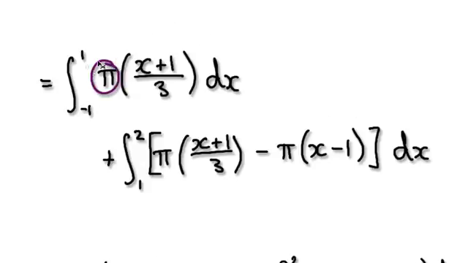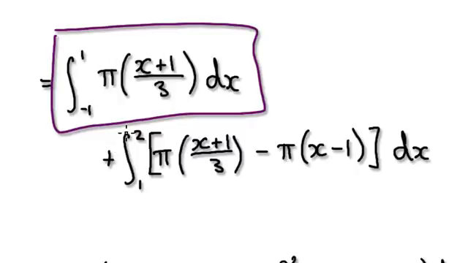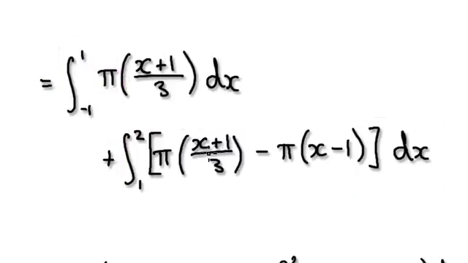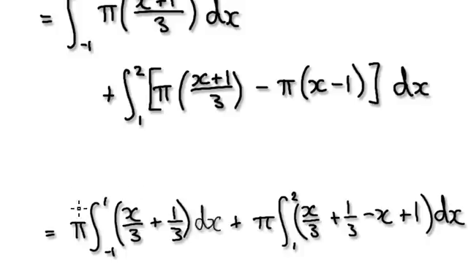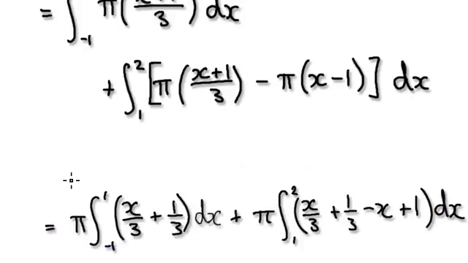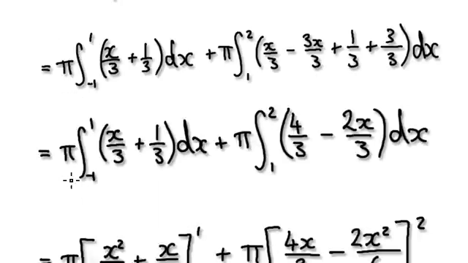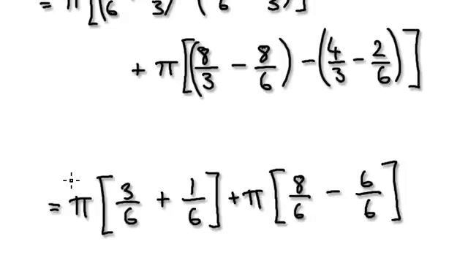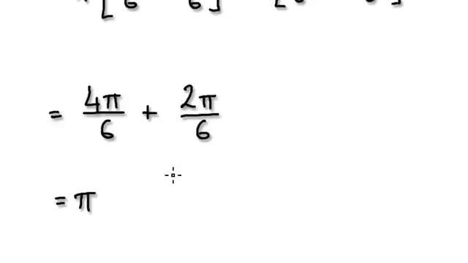Pi is a constant, so really you're evaluating two integrals here. Take pi out. Also, you can factor out the pi here and take it out as well. That would then take you to here. Then after evaluating, it will give you a volume of pi. So it's consistent with the previous video.